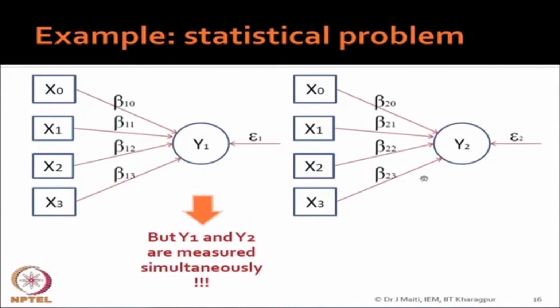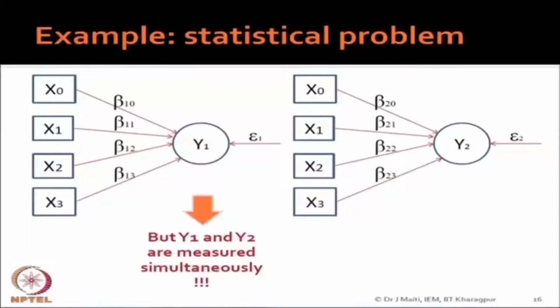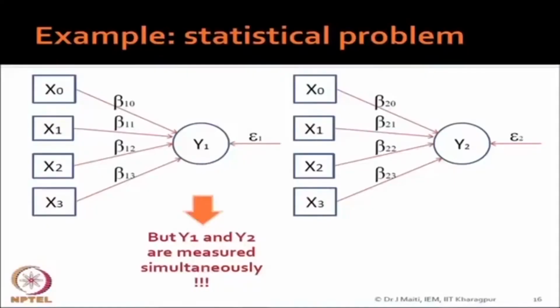Similarly for y2. But for this particular company, your y1 and y2, sales volume and profit for the same month, occur simultaneously. So, if you go by two different linear models, will it suffice? That is why I have written that y1, y2 are measured simultaneously, they are covarying also.